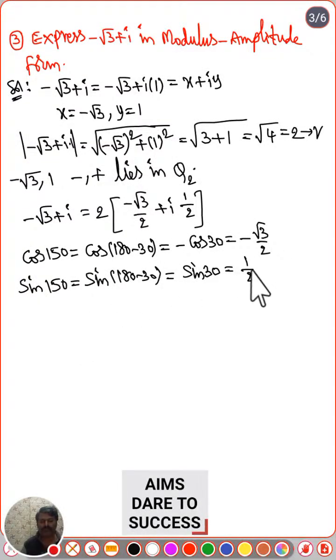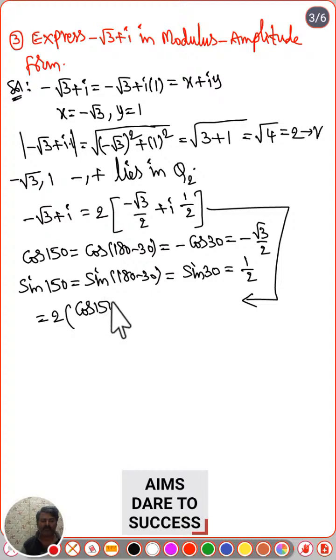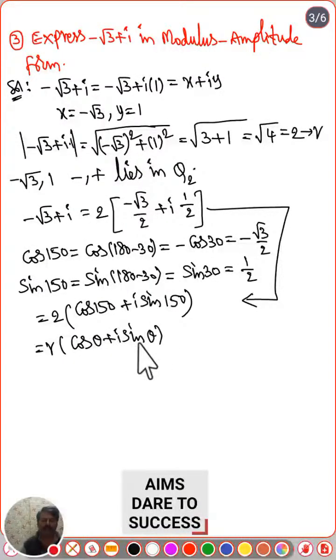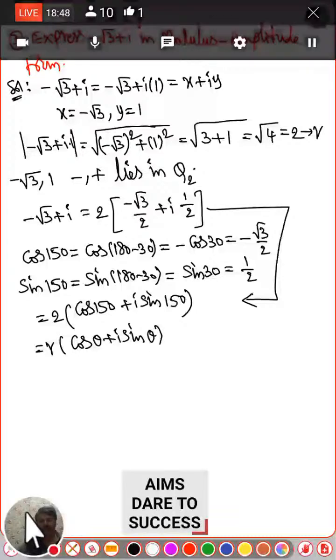Okay, I hope you all are understanding clearly. Now this can be written as 2 will be the same, minus root 3 by 2 in terms of cos 150 plus i into 1 by 2 in terms of sin 150. The modulus amplitude form is r into cos theta plus i sin theta. Here the r value is 2, theta value is 150. I hope you all are understanding clearly, my dears.